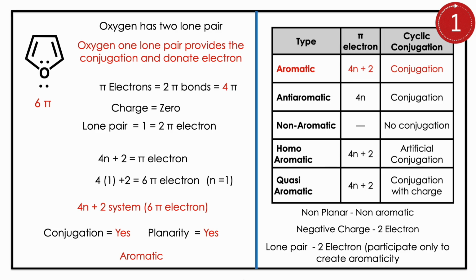So if you count the pi electrons, 2 pi bonds means 4 pi electrons. No charge is there, so 0. It has only one lone pair participating, so 2 pi electrons. So it is a 4n plus 2 system with 6 pi electrons, where n equals 1. Then the compound is conjugated because the lone pair helps, and planarity is also there. So it's a 4n plus 2 system, conjugated. Planar means the given compound is aromatic.